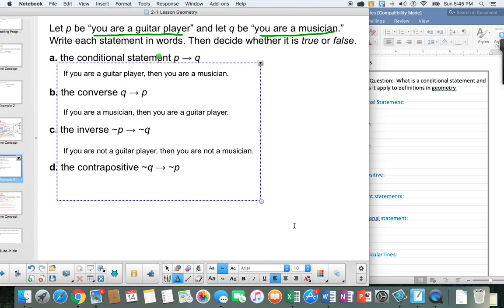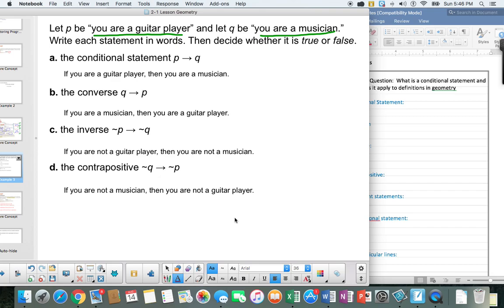Contrapositive, you take the original statement and negate them both, just like we did in the inverse, and then exchange places. If you are not a musician, then you are not a guitar player. Now it also asks us to determine whether these are true or false. So if you're a guitar player, then you're a musician. I think you would agree that's a true statement. If you are a musician, then you're a guitar player, and that's false, and that's because I can give you a counter example, and you could be a drummer.